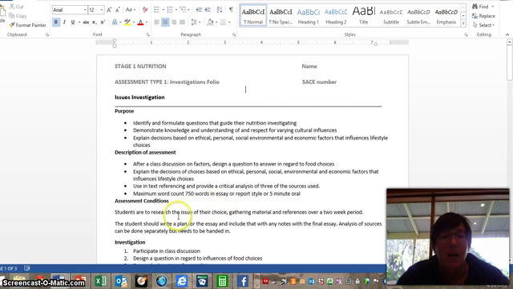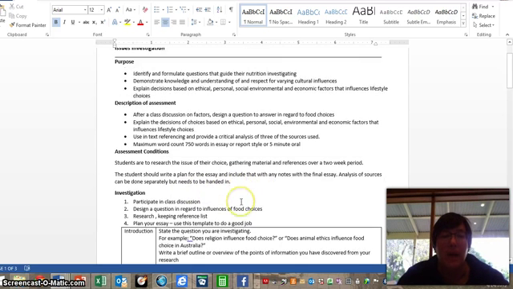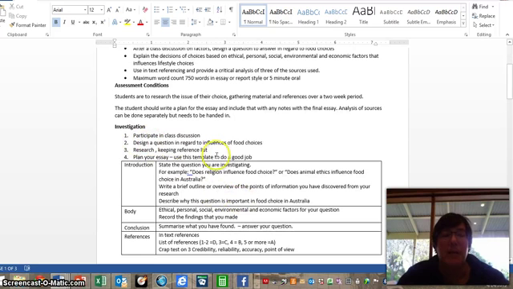That's up to you. Okay, you're to research the issue of your choice, gathering material and reference over the 2-week period. You should write a plan for your essay and include that with any notes with the final essay. Analysis of sources can be done separately, but that needs to be handed in. All right, so the idea was to participate in a class discussion. Now, because you all weren't there, it was a little bit difficult to actually have a class discussion. And so I'm going to talk about it briefly here. Design a question in regard to influence of food choices. You do your research, you keep your references, and you plan your essay.